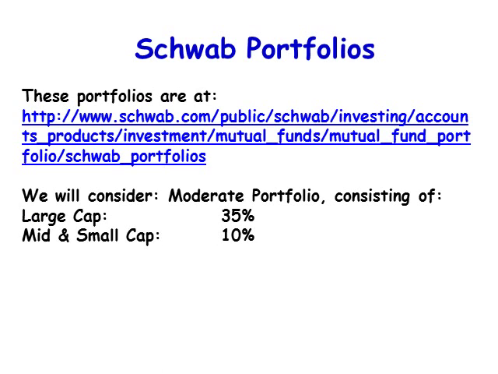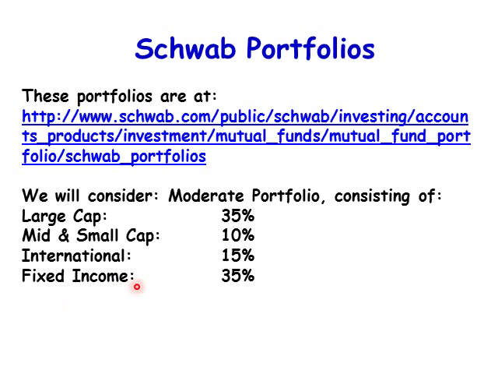large cap 35%, mid and small cap 10%, international 15%, fixed income, which is bonds and cash, 35%, and cash is 5%. So we've got large cap at 35%, mid cap and small cap 10%, international 15%, and fixed income, bonds, is 35%. Here cash is 5%. Okay, let's continue.